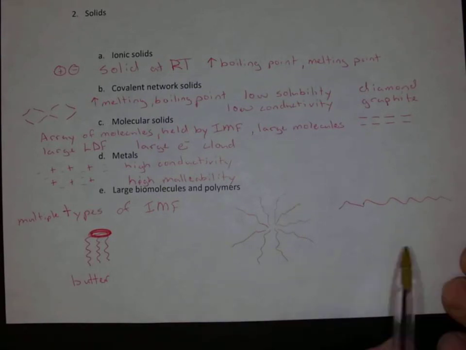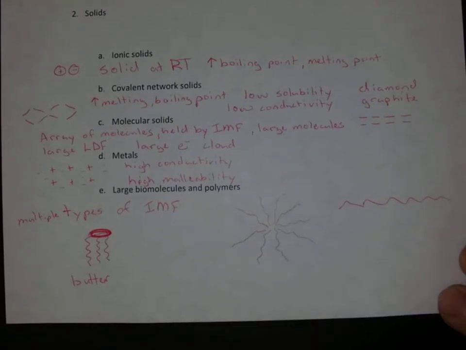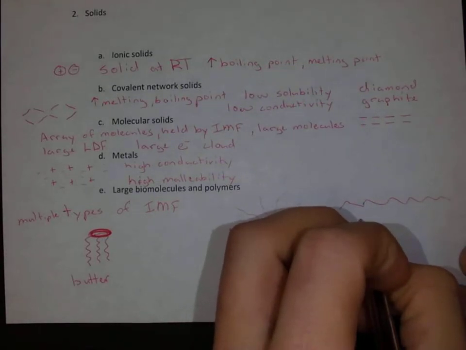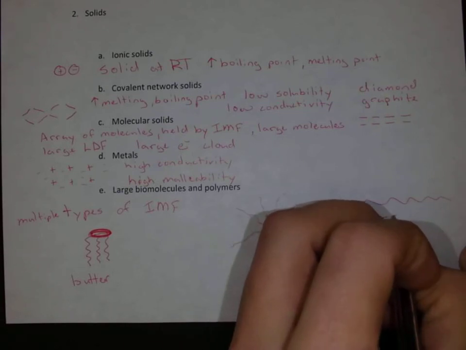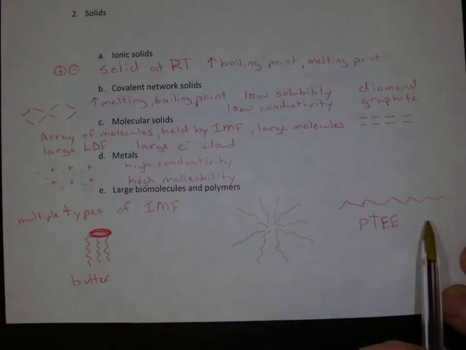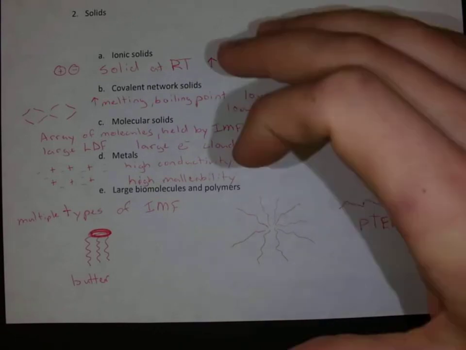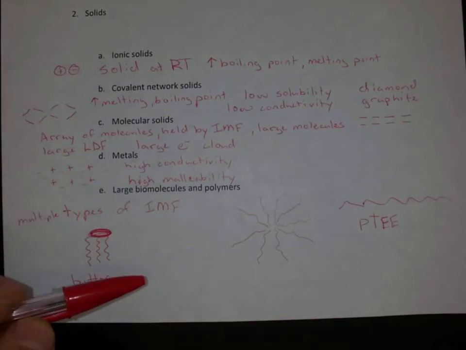Depending on what we have, that's going to affect our properties, okay? So if we've got a really long chain like this, maybe we just have lots of London dispersion forces. This would be something like PTFE. I'm sorry, PTFE. This is a polymer, a plastic. The properties of the plastic are controlled by the type of polymer and the type of intermolecular forces. Okay? So, hopefully, we can start to associate some of our intermolecular forces with some of the properties of our solids.